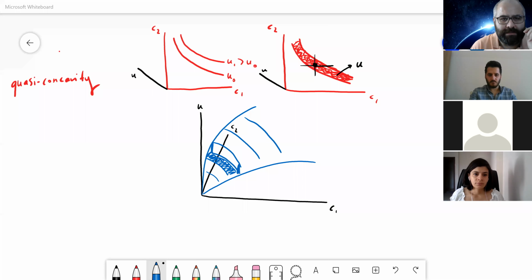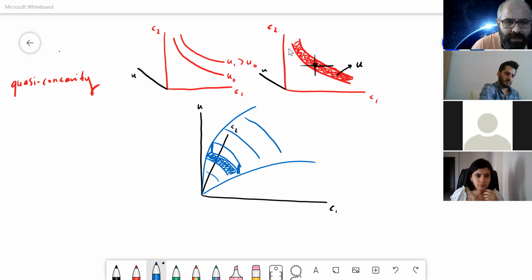Okay, so last time we were talking about quasi-concavity, then the session ended abruptly. So let me continue. You can imagine the third dimension here. Okay, so C1, C2, and there is utility, right?